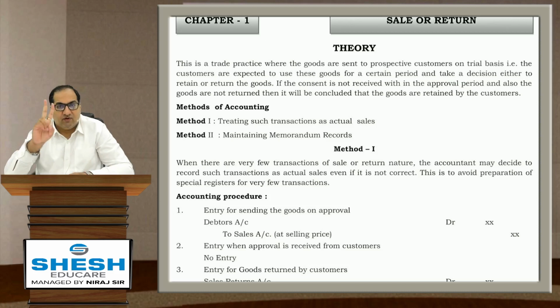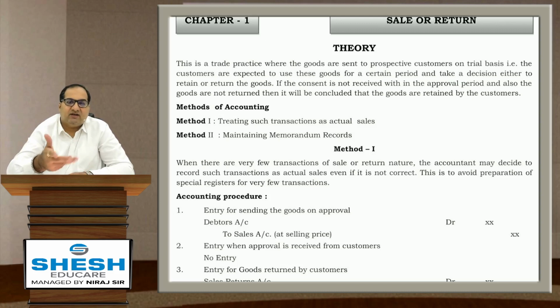So the accounting in the first two places: the day on which the customer will buy the product, it becomes a sale. Either it is a cash sale or credit sale. If it is a cash sale, cash account debit to sales account. In case of credit sale, debtors account debit to sales account. So there is nothing to discuss in the first two possibilities.